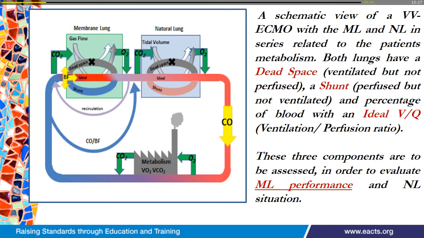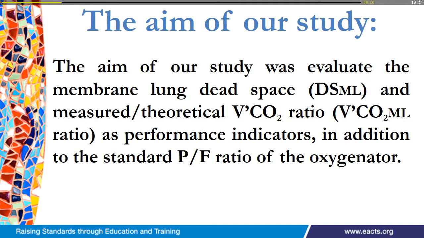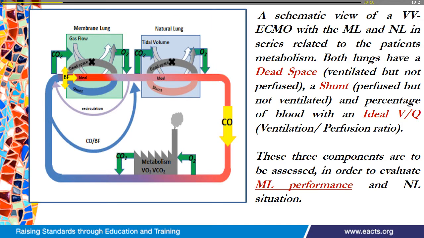In this slide, we can see a schematic model of VV ECMO with the membrane lung and active lung in series, related to the metabolism of the patient. We have the dead space, ventilated but not perfused, a shunt, perfused but not ventilated, and the percentage of blood with the ideal VQ. But the three components must be evaluated in order to predict the performance of the oxygenator and the natural lung condition.